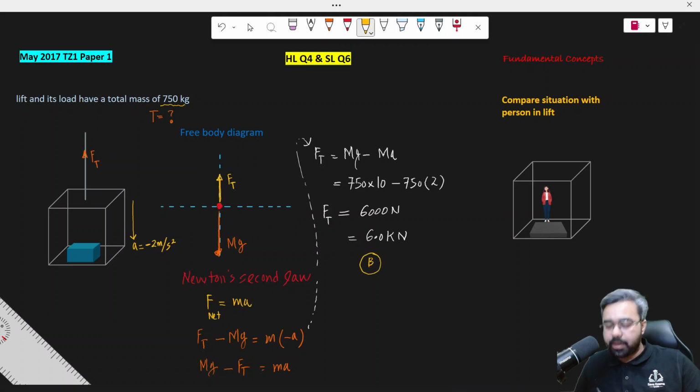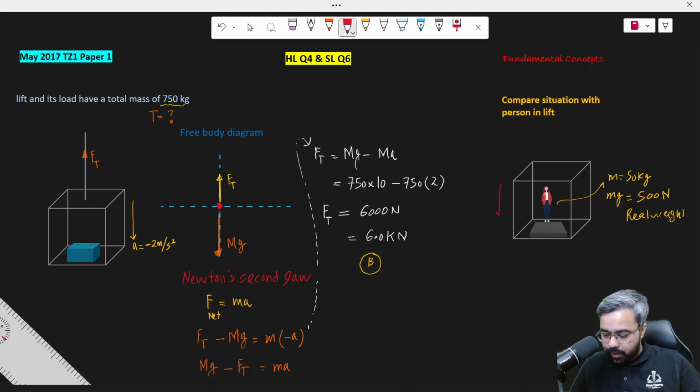Now, let's quickly compare this situation. So, for example, if her mass is 50 kg, her mg value should be equal to 500 Newton. So that is called the real weight. Now, if she is in an elevator and the elevator is accelerating down with negative 2 meters per second squared, then the bottom scale, this weight measuring machine, will not read 500 Newton. Apparently, her weight will be decreased. And how much is that?